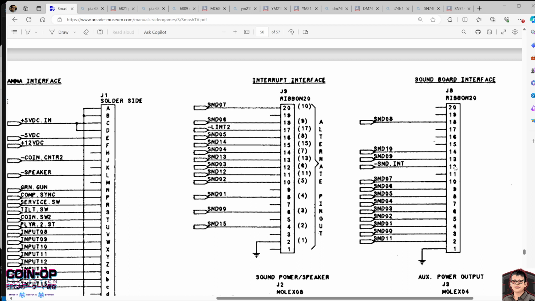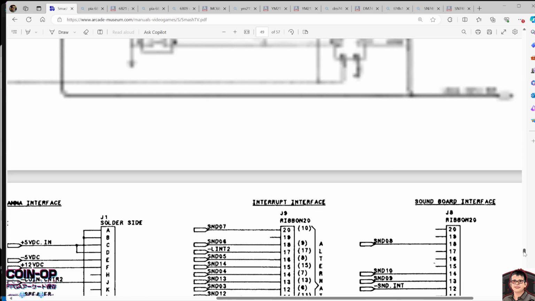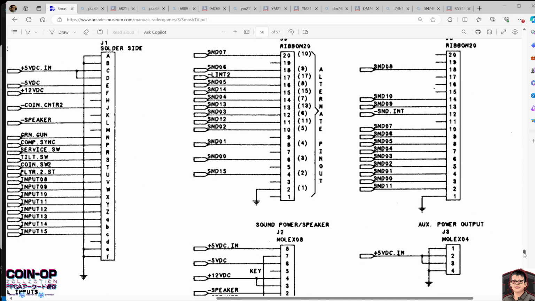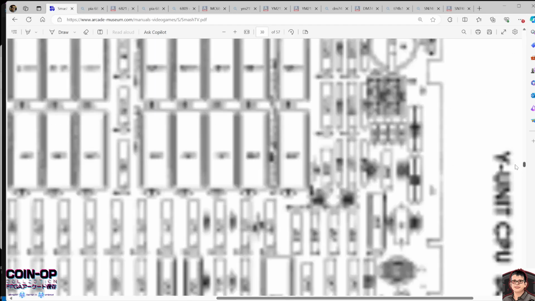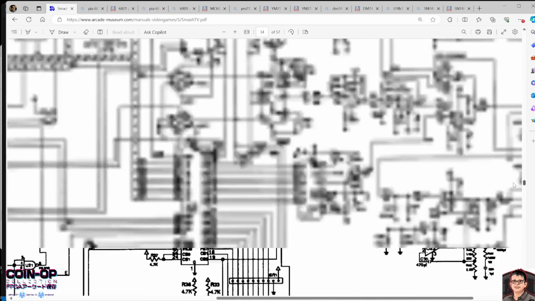So you see here, this pin 12 goes to snd.int. And what's interesting is that goes to the auto clear PLD. And the PLD itself, in turn, goes back to the interrupt 2 pin on the CPU. So I was thinking, okay, well, maybe this is generating an interrupt somewhere. This is supposed to generate an interrupt on the CPU.